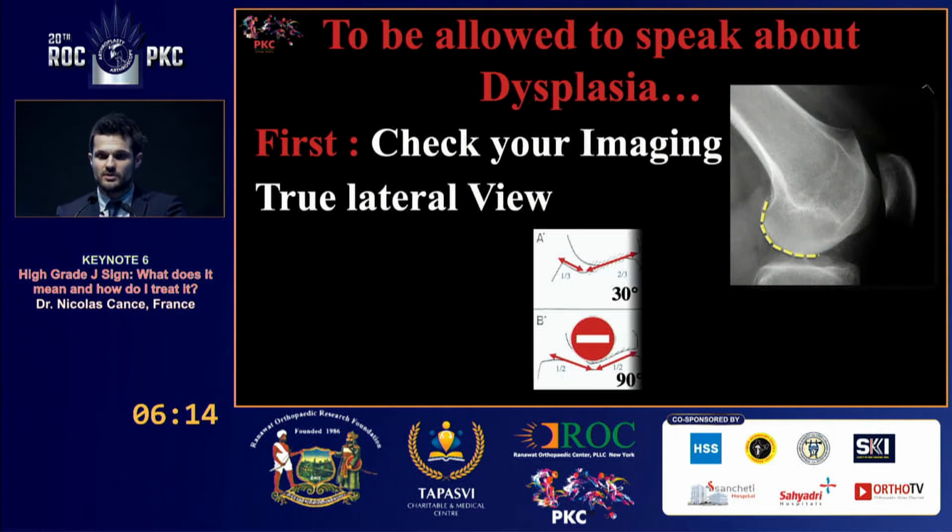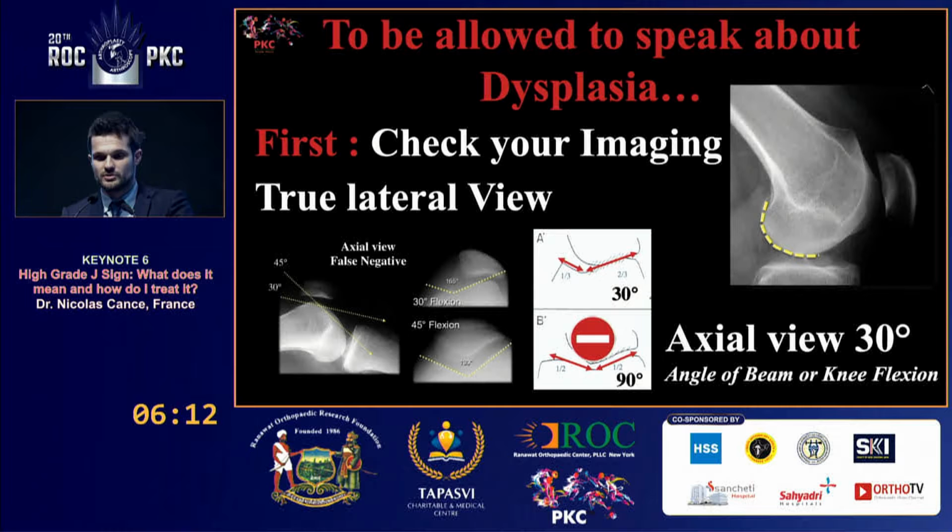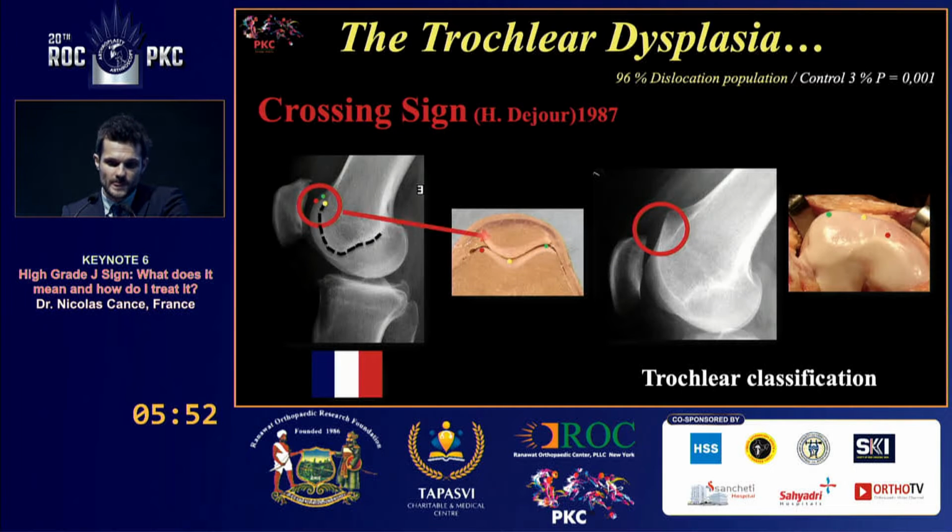But first, to be allowed to speak about dysplasia, you need good imaging. The main aim is to get a true lateral view, so you need to get two superimposed posterior condyles, and it's the same for the axial view, which needs to be at 30-degree flexion to measure your sulcus angle, and for that you need to get 1/3, 2/3 of your trochlear shape.